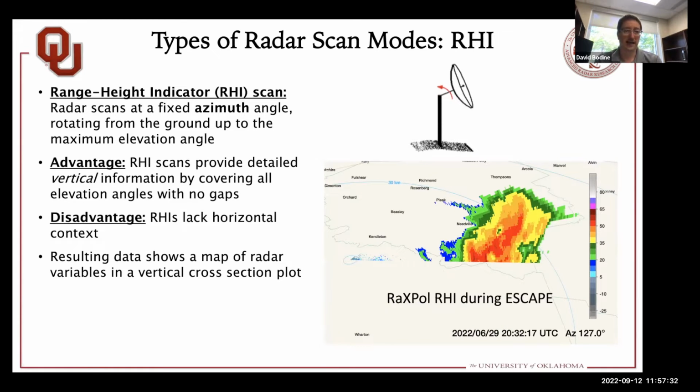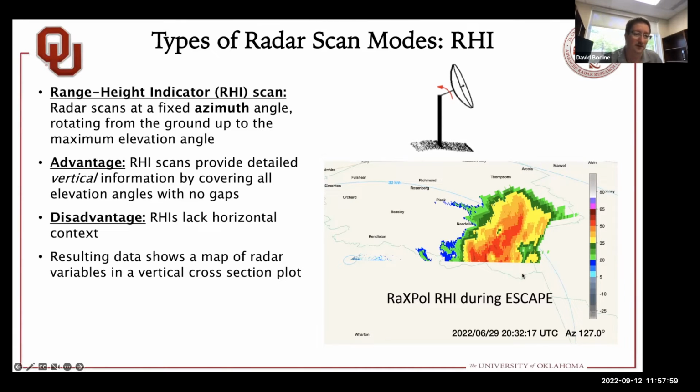So another type of scan is a range height indicator scan. And this is where the radar scans at a fixed azimuth angle. So it's going to go up and then down in elevation, rotating upward from the ground up to the maximum elevation of interest. So the RHI scan gives you really good vertical detail. So it covers all elevation angles. There's no gaps. And this is an example of an RHI scan. So you can see no gaps in your vertical data.